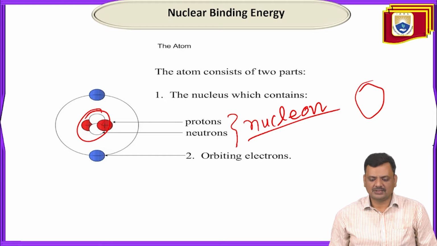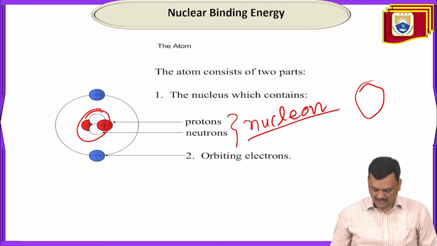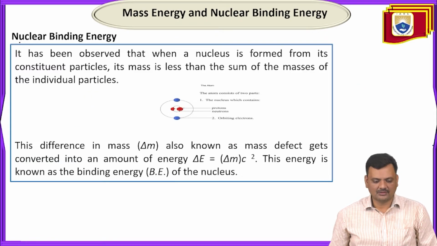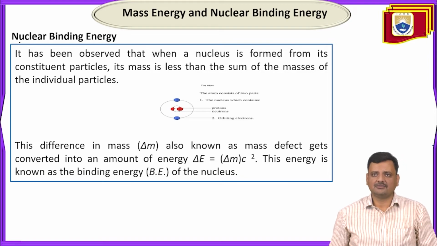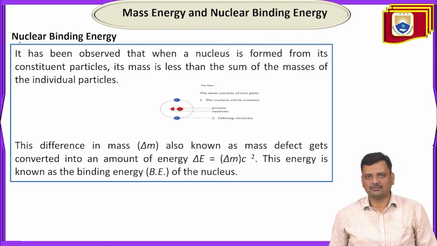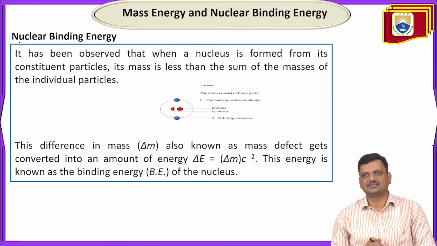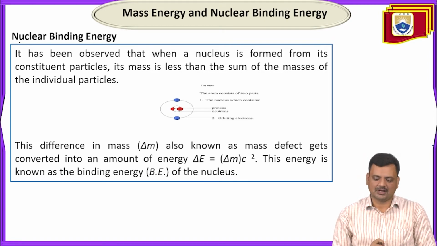The atom consists of two parts: the nucleus, which contains protons and neutrons, and orbiting electrons. It is a well known fact. Now, what is nuclear binding energy? It has been observed that when a nucleus is formed from its constituent particles, its mass is less than the sum of the masses of the individual particles.